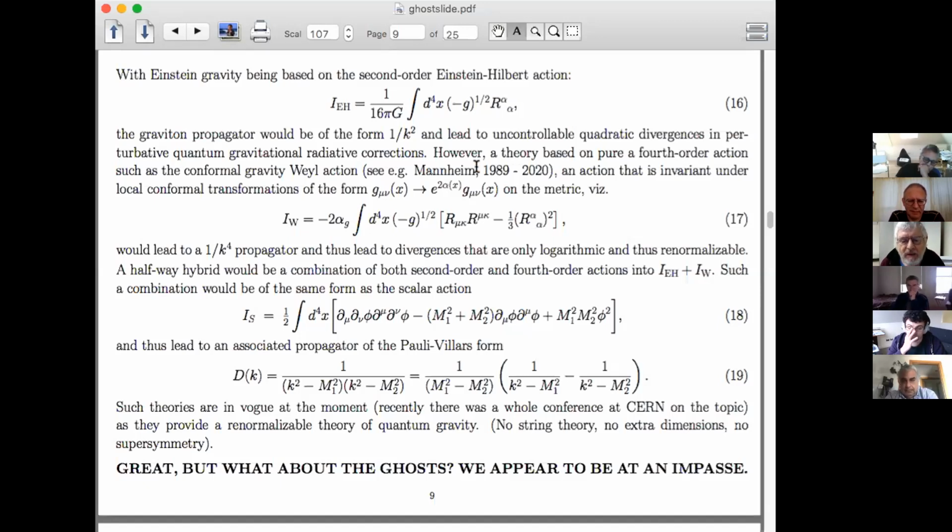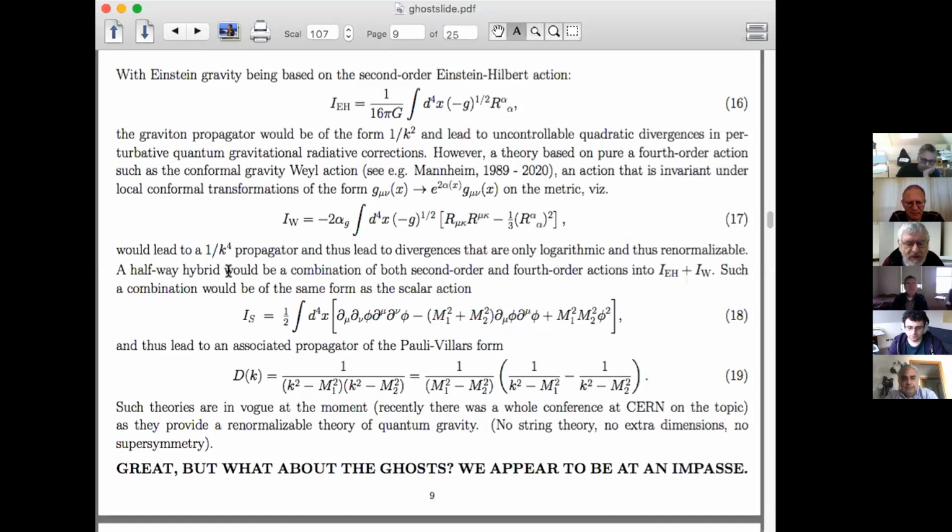And I have been working on this now, from 1989 to 2020, 31 years, and you'll see where it has led me. I would never have expected when I started working on this that it would have anything to do with PT symmetry, and we'll see in a moment it does. And so we get a 1 over k to the 4 propagator, and now the theory is renormalizable.